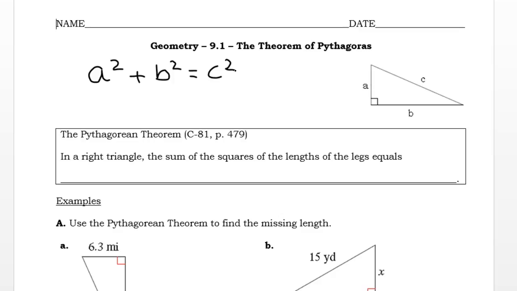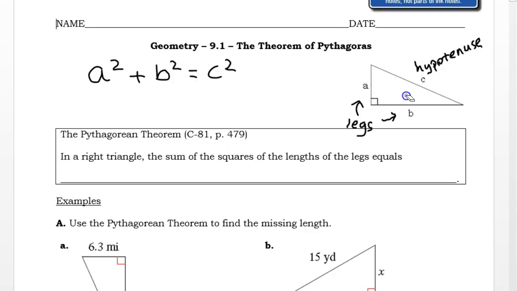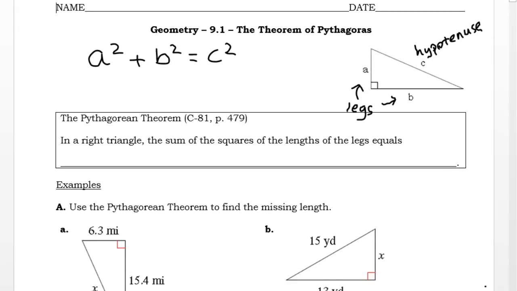So let's talk about some vocabulary here. Sides A and B are called the legs of the right triangle, and side C is called the hypotenuse of the right triangle. The hypotenuse is always the longest side of the triangle, and it is directly across from the right angle. So you see the right angle points at the hypotenuse. When we label our triangles, we're going to label the three sides A, B, C in order from short to medium to long.